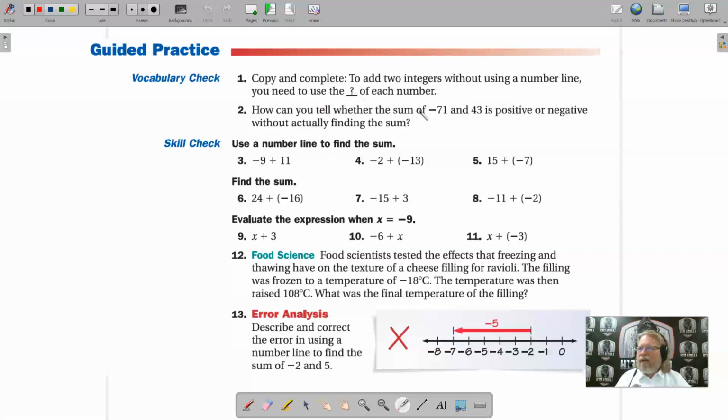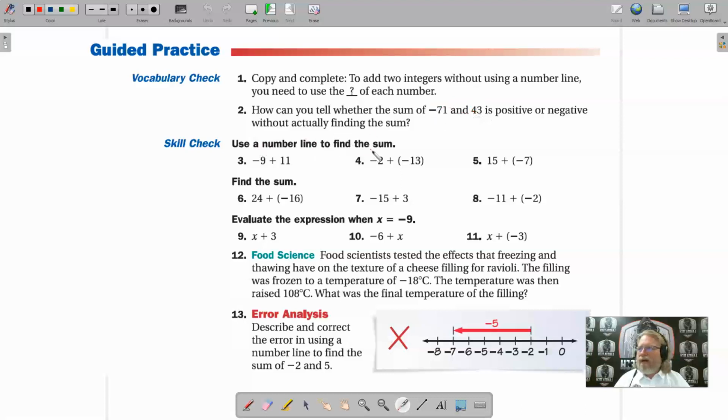How can you tell whether the sum of negative 71 and 43 is positive or negative without actually finding the sum? Well, they're different signs. So whatever the answer is, without even doing the math on it, we know that the answer is going to have a negative value because the negative 71 has a greater absolute value than the positive 43.